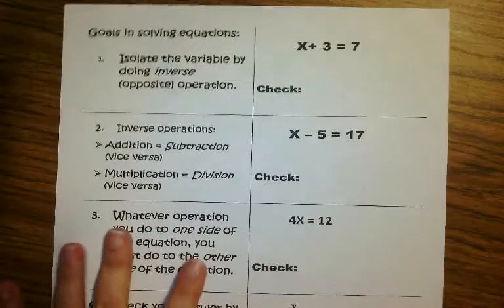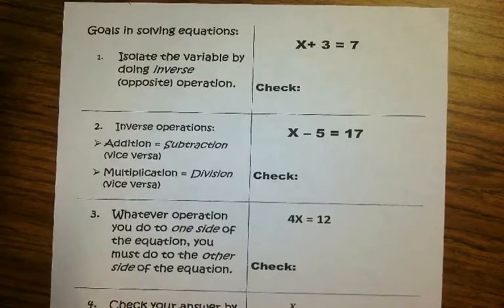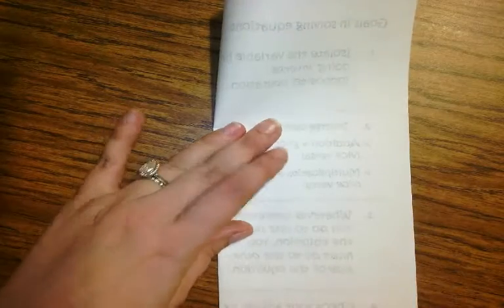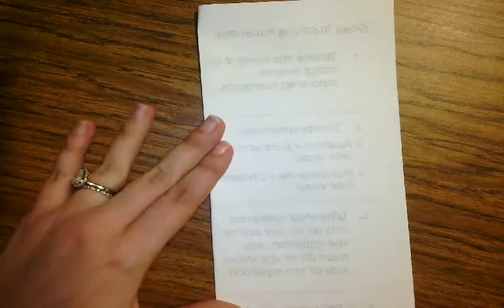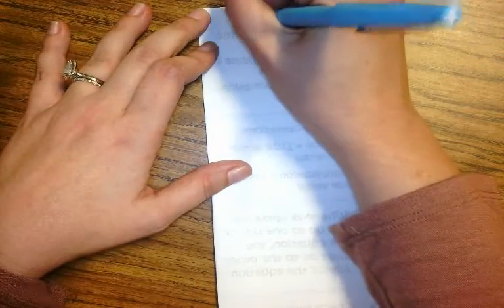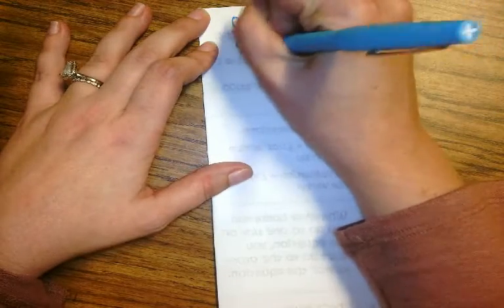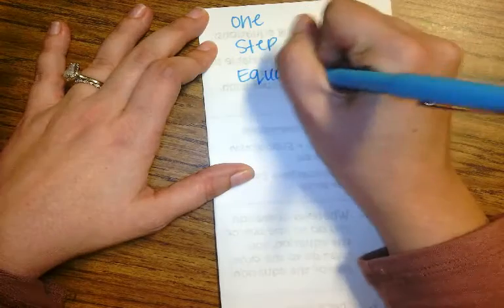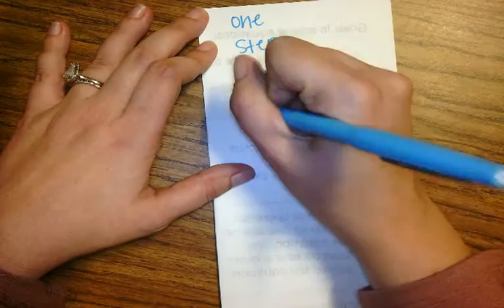So you should print this page before continuing the video if you haven't already done so. And the first thing we want to do is fold this page in half. And we can title it One-Step Equations Reminders.